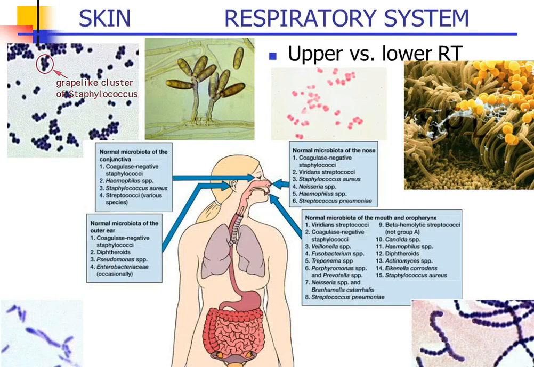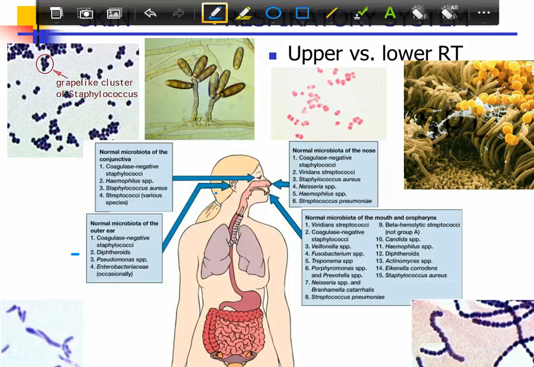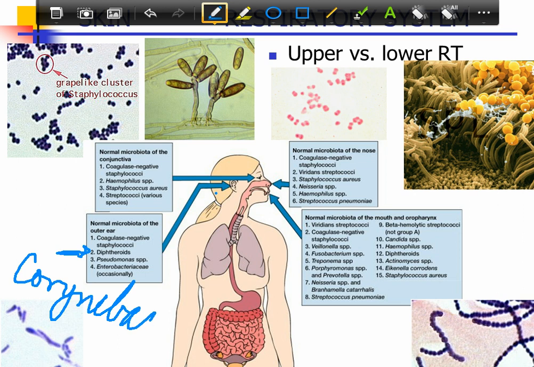So, let's go through some of the parts of the body. Skin. Here are some of the organisms that you find in the skin listed. Again, you see staph, and you see Corynebacterium, which is, let me spell it out here. This reference right here to diphtheroids, that's Corynebacterium. They're commonly called diphtheroids. In fact, this is Corynebacterium right there.